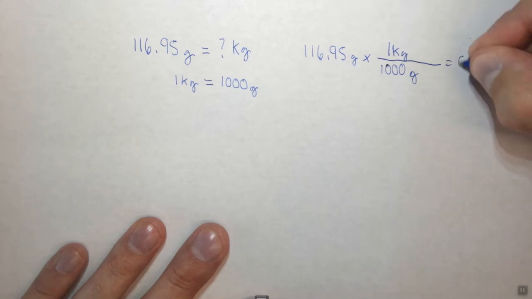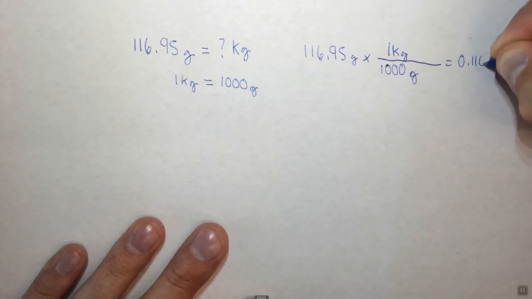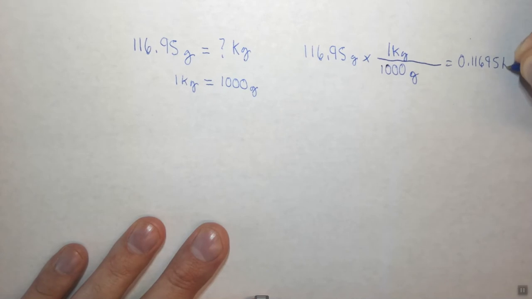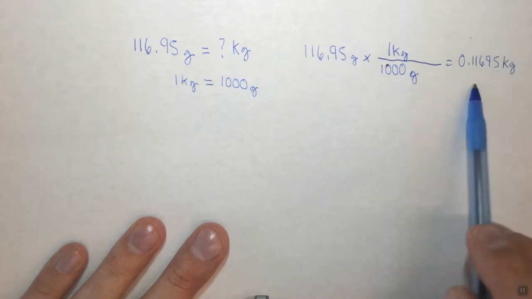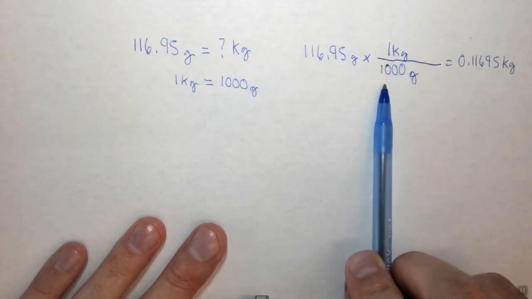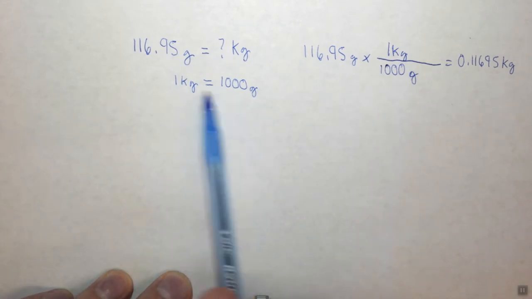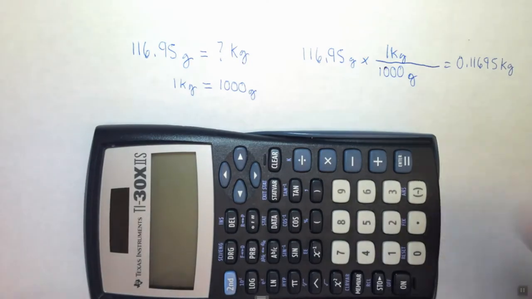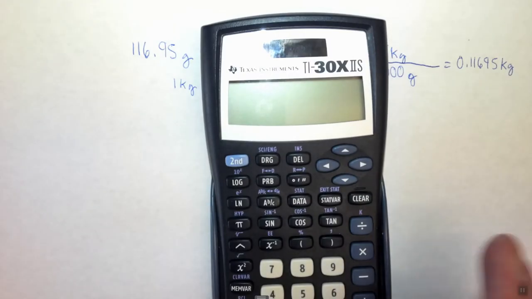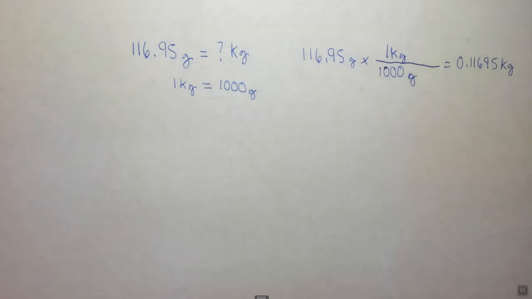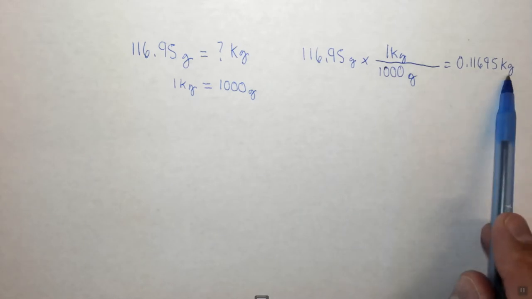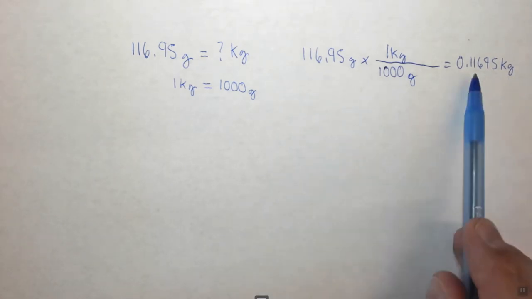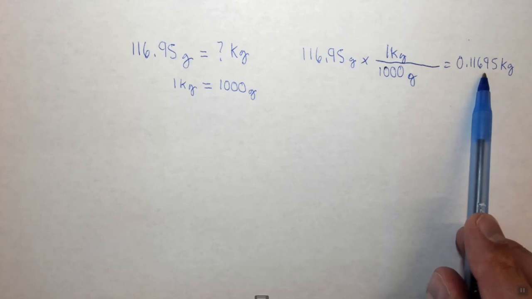We find out that there are 0.11695 kilograms is the mass of that calculator. So now we've converted the mass from grams to kilograms. Note that it's the same calculator, so it has to have the same mass. What has changed is the units. So this number of grams and this number of kilograms are exactly equal.